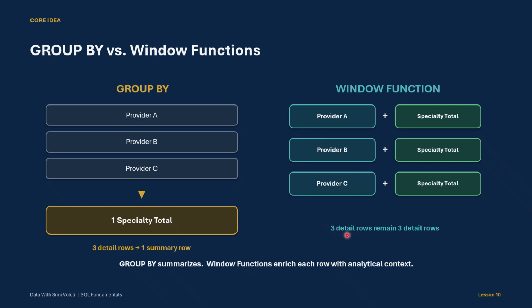This is why the word window is useful. SQL is performing a calculation over a window, a set of rows related to the current row, without necessarily reducing those rows into one output row. This ability becomes especially valuable for ranking, running totals, comparisons, trends, and analytics where the relationship between rows matters.